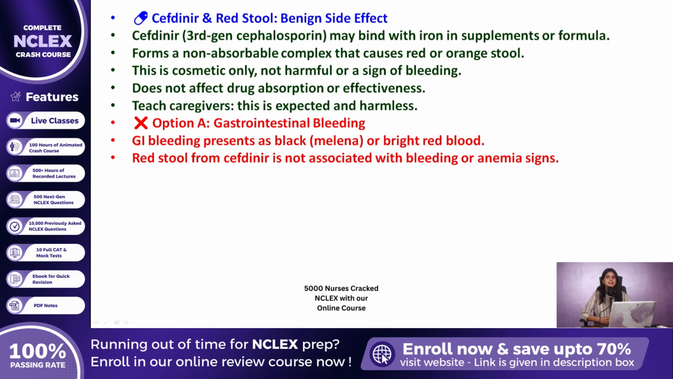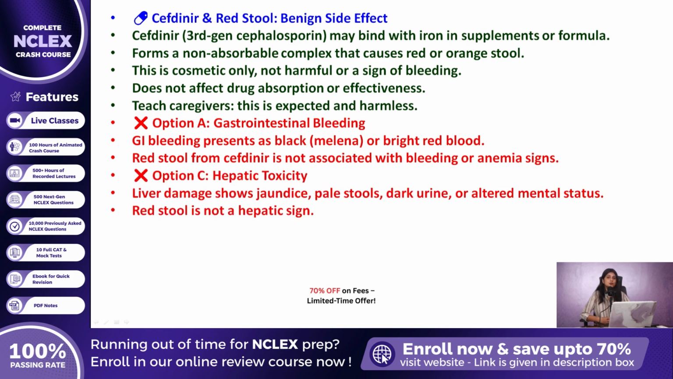Now turning to Option C, this incorrectly links red stool to hepatic toxicity. Hepatotoxicity would present with very different signs, most notably jaundice, dark urine, pale stools, right upper quadrant pain, and possibly changes in mental status due to hepatic encephalopathy. Red stool is not a typical or expected sign of liver damage. Nurses must know and teach the true clinical indicators of hepatotoxicity rather than associating unrelated findings with serious adverse effects.